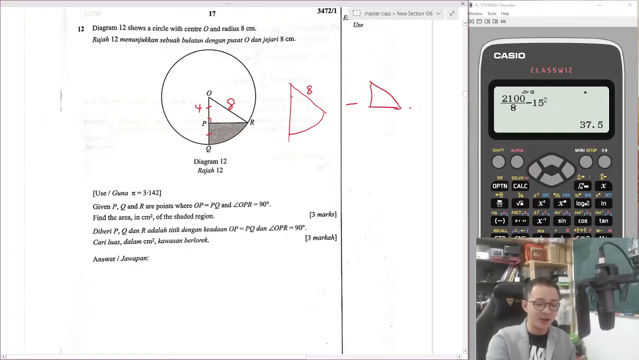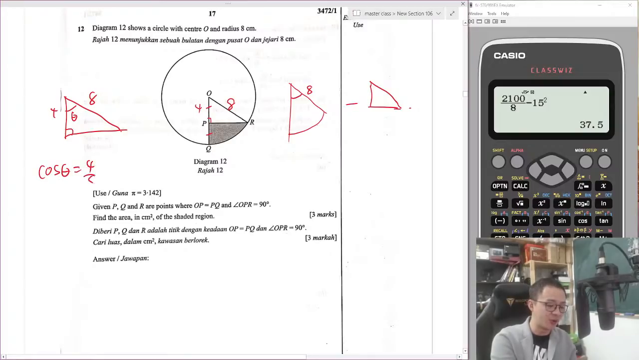So this is 8. I don't have the theta. So this is the reason why we have a triangle for us to solve the theta. So this is right angle triangle. I want to find the theta. This is 4, this is 8. You need to think about SOHCAHTOA. In this case, adjacent and hypotenuse, we use CAH. So cos theta equals to 4 over 8. So theta should be, in radian, 60 degree, pi over 3. Okay, radian. So therefore, this is pi over 3.